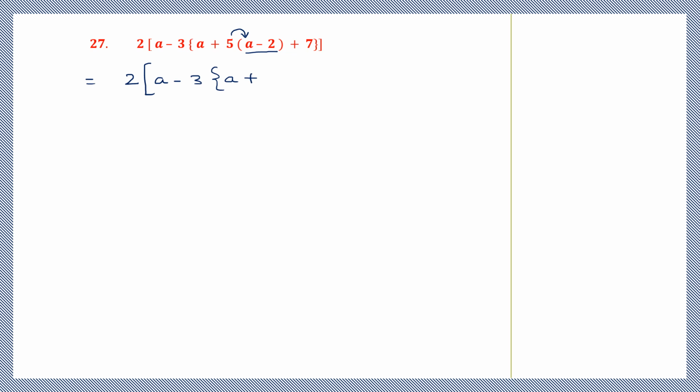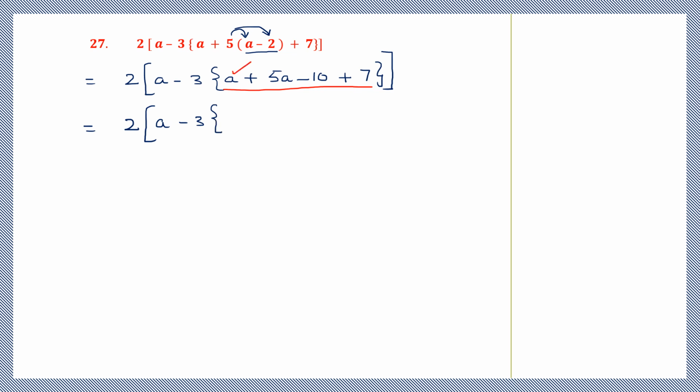So 5 into a is 5a and then 5 into minus 2 is minus 10. So we have removed the common brackets. We continue to write whatever is there. Put the curly brackets back and close the square bracket. So now we have to simplify what is inside the curly bracket before we remove those brackets. So 2 and then we have a minus 3. We have the curly bracket. Now let's see what we can work out inside.